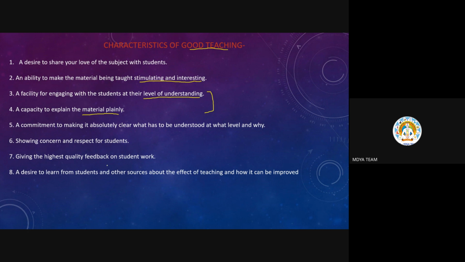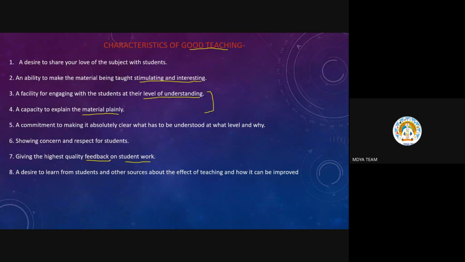Giving the highest quality feedback on the student work. If we are not giving feedback, we will not be able to know how the learner is learning, whether he is learning the things or not. So there is always feedback. You can term feedback as the evaluation itself, like formative assessment and summative assessment. So assessment or evaluation is a type of feedback that we give the student.